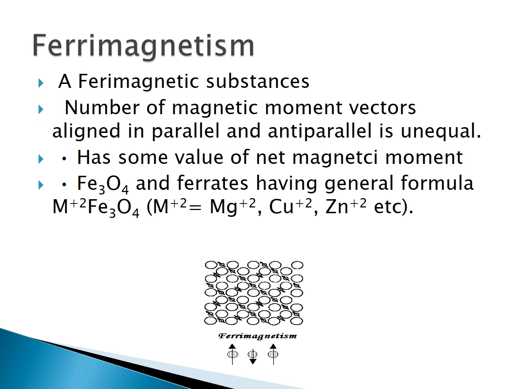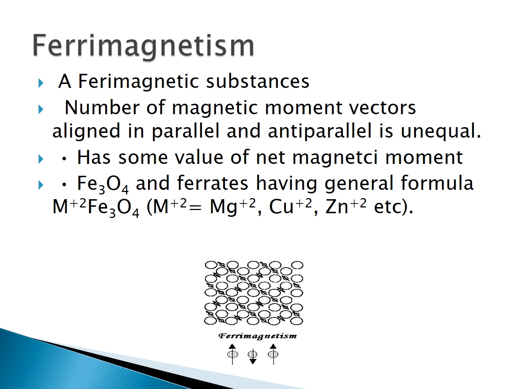Ferrimagnetism. Ferrimagnetic substances are those in which the number of magnetic moment vectors aligned in the parallel and the antiparallel directions is unequal. It means that the magnetic moment in one direction is not equal to the magnetic moment in the other. For example, the magnetic moment on one side is 2, then the other side will be 3 or 4, but it should not be the same. Hence, there is some value of the net magnetic moment.